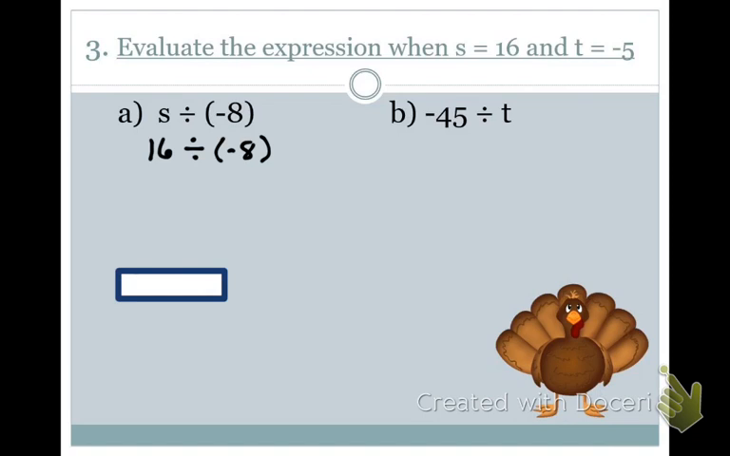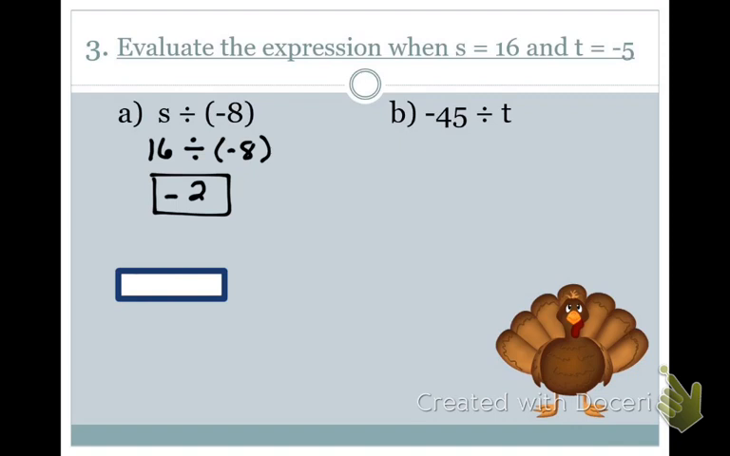So looking at this one, Matthew, how many negative numbers do I have? 1. So will my answer be positive or negative? It will be negative. And then help me out, Hope. What is 16 divided by negative 8? Negative 2 is correct. Let's go to problem B.